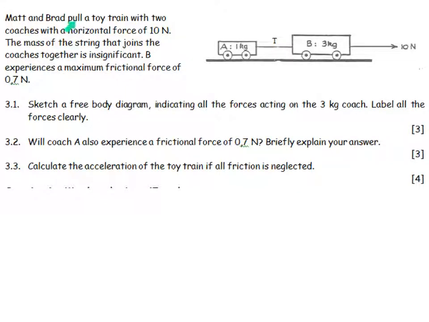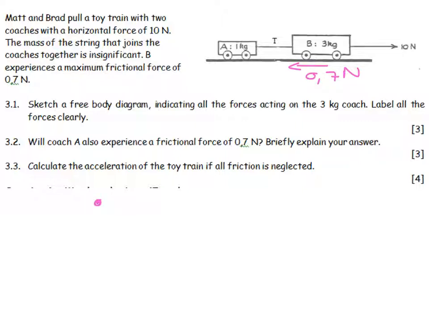Matt and Brad pull a toy train with 2 coaches with a horizontal force of 10 newtons. The mass of the string that joins the coaches together is insignificant. B experiences a maximum frictional force of 0,7 newtons. Sketch a free body diagram indicating all the forces acting on the 3 kilogram coach. Label all the forces clearly.